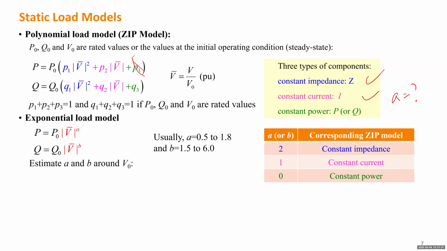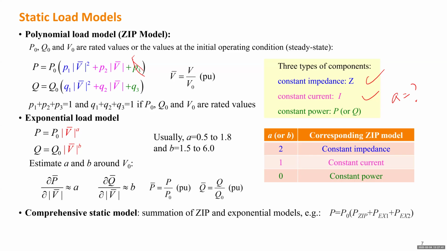To estimate A and B, we can take the partial derivative near the base voltage. So partial P, partial V will be A, and partial Q, partial V will be B.